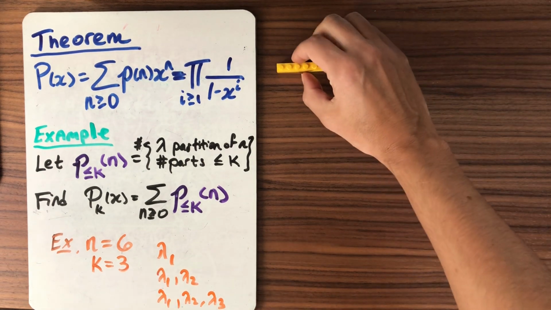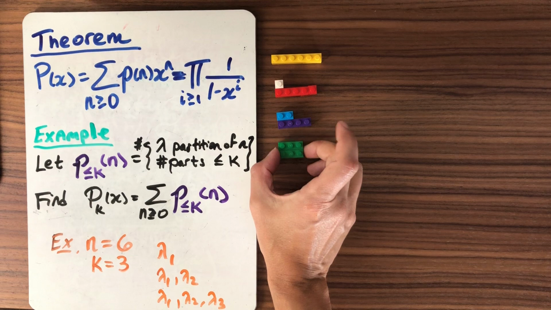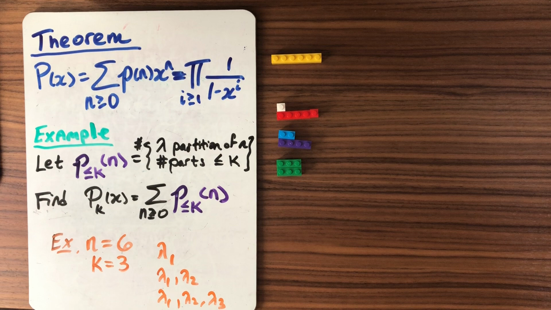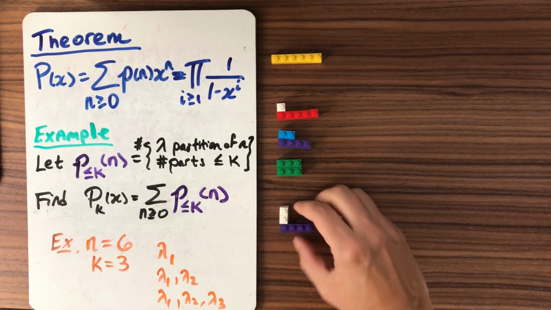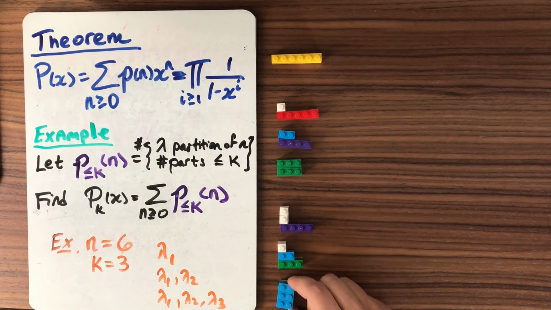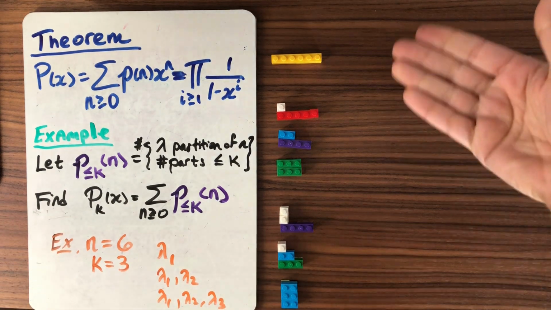In this case, we could just take a single part of size 6. That's perfectly legitimate. If we're going to have two parts, how can we do that? Well, we can have a 5 and a 1, or a 4 and a 2, or a 3 and a 3. That's it for having two parts, right? It's going to be these three cases. What if we wanted to have 3 parts? Now we can do a 4, 1, and 1, or a 3, 2, and 1, or 3 2s. And that's it, and we get a total of 7. So there are 7 integer partitions of 6 into at most 3 parts, and here they all are.